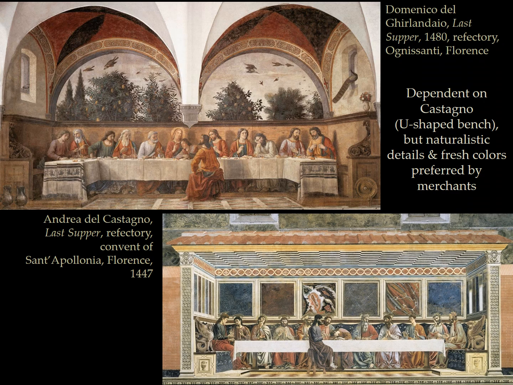Now, obviously, the U-shaped bench here for the apostles to take the bread and the wine from Christ as the establishment of the Eucharist is going to be indebted to Andrea del Castagno. The naturalistic details and the fresh colors located in this, which are considerably brighter than earlier versions, are preferred by merchants in the mercantile class. This image is straightforward and appealing.